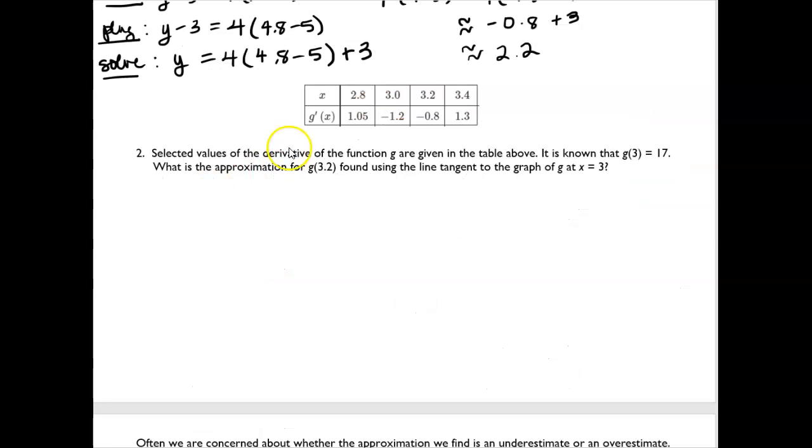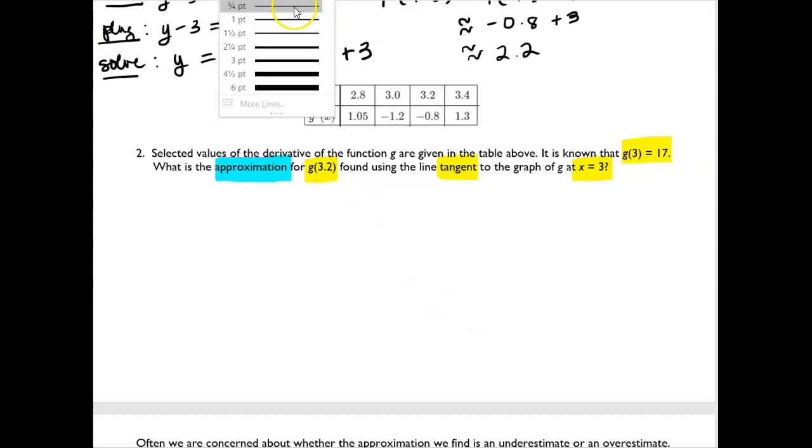In number 2, it gives us selected values of the derivative of a function g. We know that g of 3 is 17. I'm going to highlight that. That's going to be important. It's asking me for the approximation for g of 3.2. Automatically, when I see that word approximation, I know I'm going to have to use my approximately equal symbol when I'm solving this. And it says using the line tangent, that's important, to the graph at x equals 3.